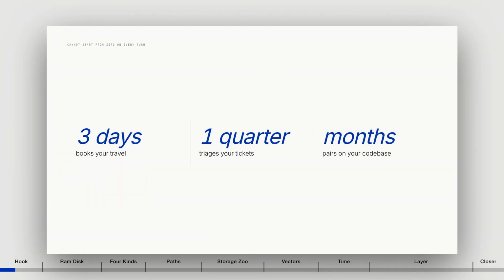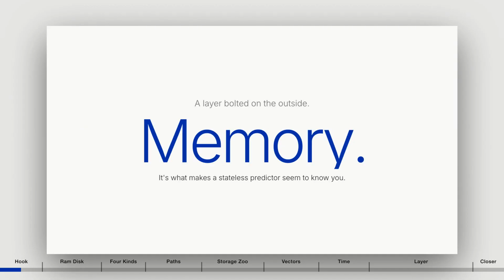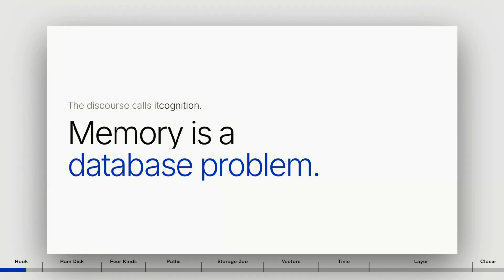An agent that books travel over 3 days, or pairs with you on a code base for months, cannot start from zero on every turn. The thing that makes a stateless predictor behave like something that knows you? That's a layer you bolt on the outside. We call it memory. And here's the part the AI discourse keeps dressing up in cognitive science words.